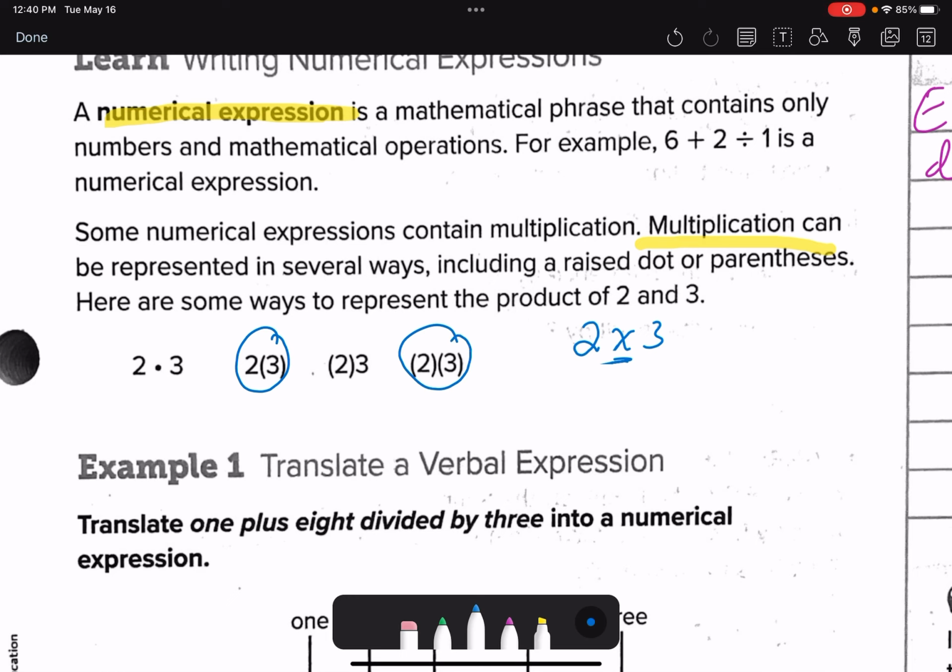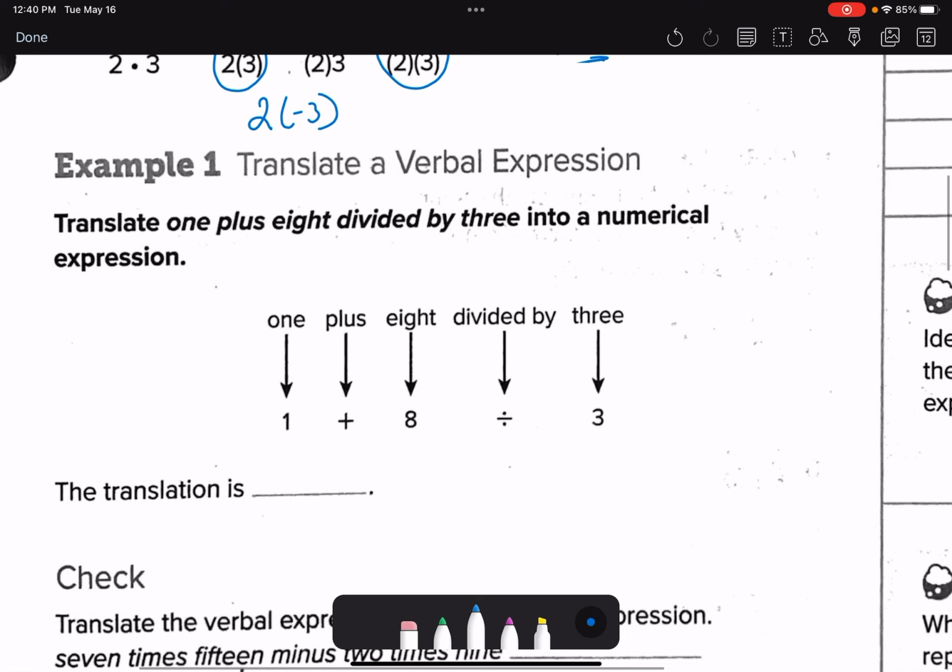I do want to note, though, that sometimes you might see it look like this, for example. This is 2 times -3. Some students see that minus sign and think that that means it's subtraction. But because that negative is inside the parentheses with the 3, that indicates that the negative belongs to 3 and it is not subtraction.